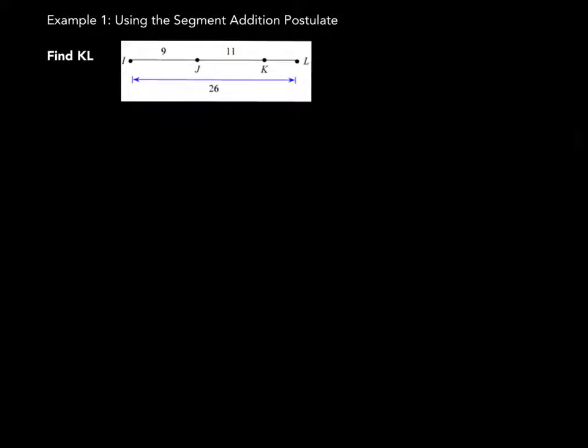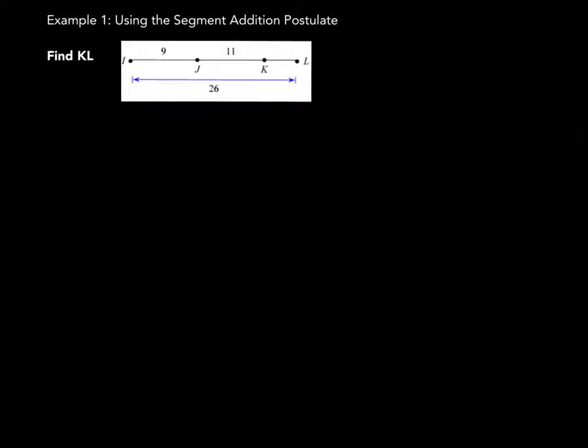So if you take a look at our picture, we could see this entire segment is IL, but it contains segments IJ, JK, and KL. And we're given some of the information. We know the length of IJ is 9, the length of JK is 11, and we know the length of the entire segment is 26 units.